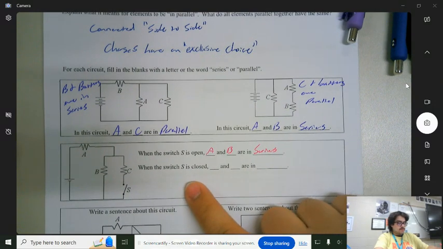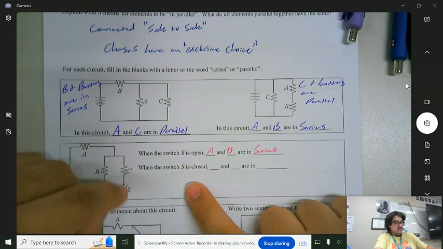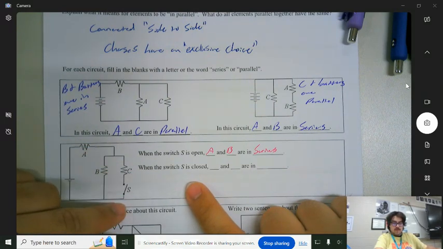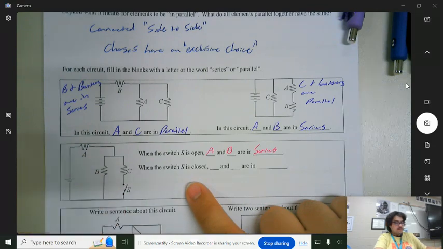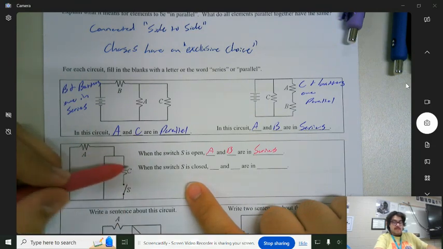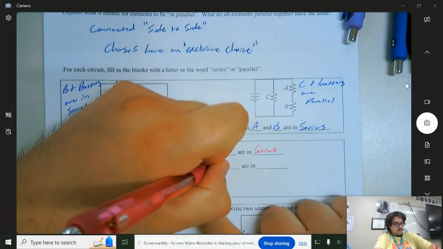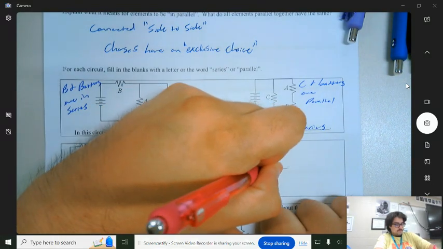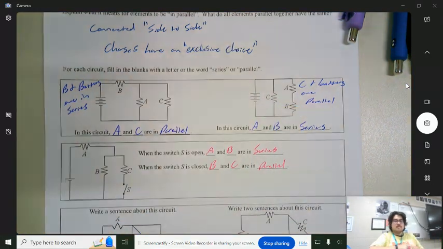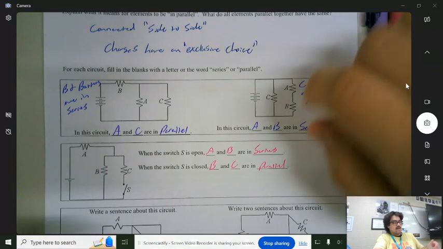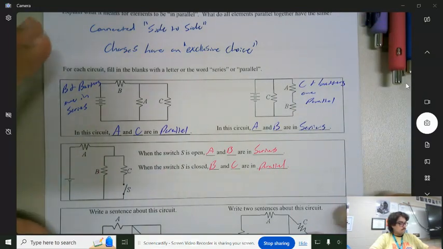Then, if the switch is closed, then this branch is active. The charges can actually flow through it now, okay? But that renders B and C now in parallel. So it keeps that branch alive, right? And then you can go through that, okay?